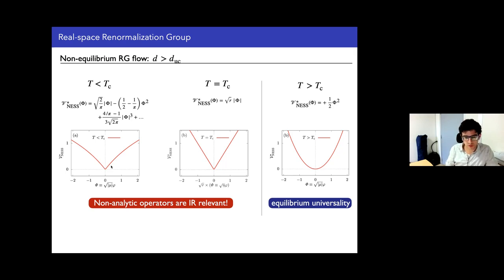So question number 2 was, does it survive in the infrared? And the answer is yes, it does survive in the infrared, this story. We have non-analytic operators that are there until the infrared fixed point, and they actually destabilize the equilibrium universality class that we all know. So that was the story for d equals 4, for dimensions above the upper critical dimension, where we can work with Langevin instead of the full field theory.